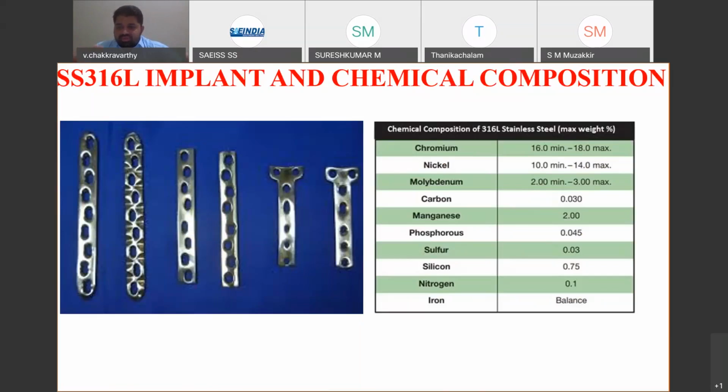The chromium content is in the range of 16 to 18 weight percentage. Chromium is a highly corrosion resistant material, as we already know, so it increases the corrosion resistance of your stainless steel. It forms a protective film called a passive film, a corrosion resistant film. It forms a chromium oxide, Cr2O3, passive film that resists corrosion, giving high corrosion resistance to stainless steel 316L. For this Cr film to form, the chromium content should be more than 16 weight percentage, and only then will the Cr2O3 passive film form.